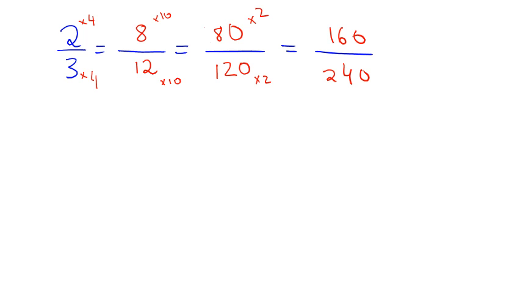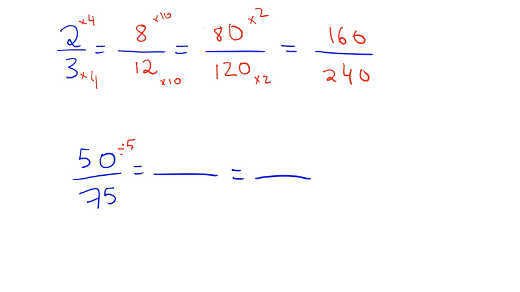Suppose I have 50 over 75, and I ask you to find two equivalent fractions, but you have to divide. I can divide both terms, for example, by 5. What do I get? 10 over 15, right? Now I can divide again by 5, so I get 2 over 3. So you can apply multiplication or division, but the only condition is the same operation on the numerator and the denominator.